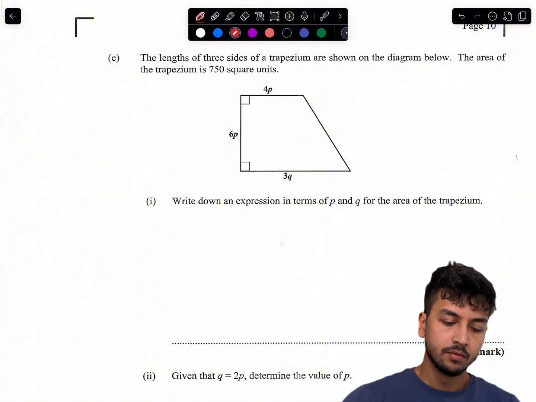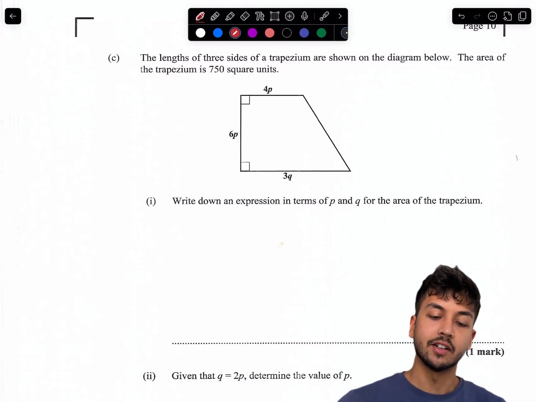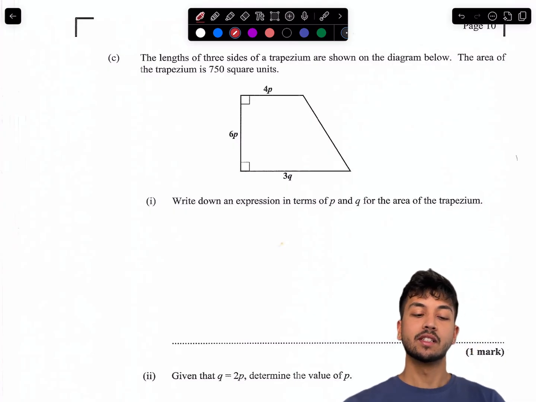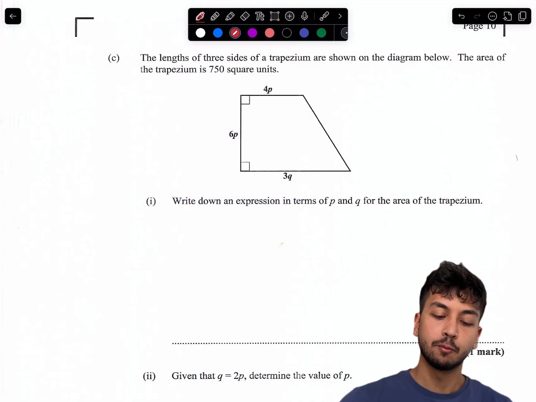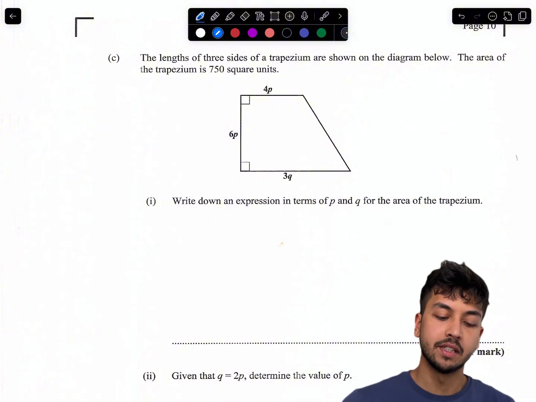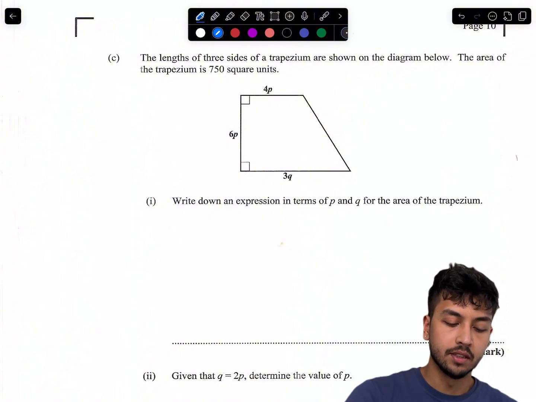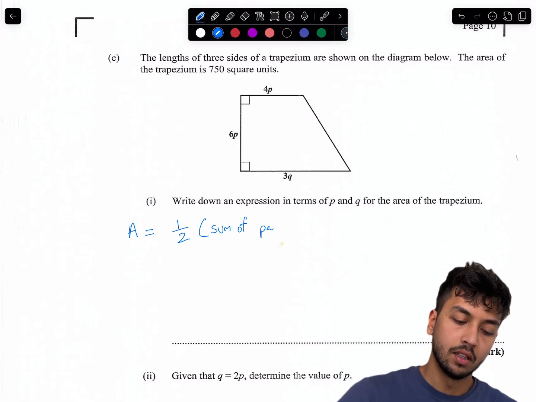That's the answer. Okay, and so for part C, they say the lengths of 3 sides of a trapezium are shown in the diagram below. The area of the trapezium is 750 square units. So they ask you to write down an expression in terms of p and q for the area of the trapezium. So first of all, the formula for the area of a trapezium: area is equal to 1/2 times the sum of the parallel sides times the distance between them, right?